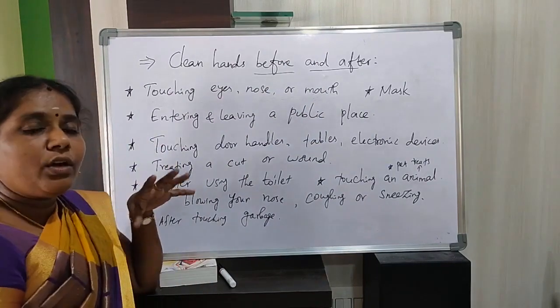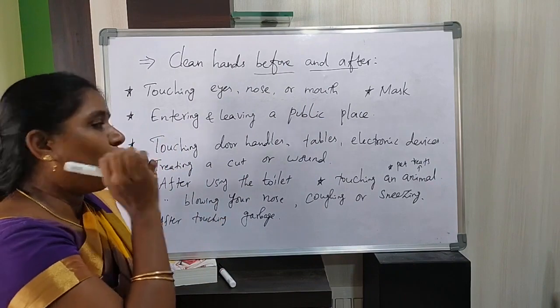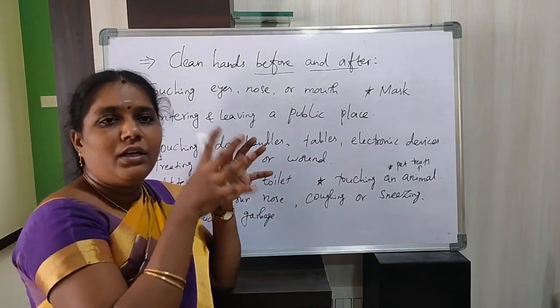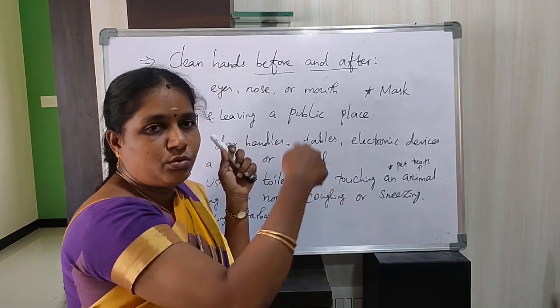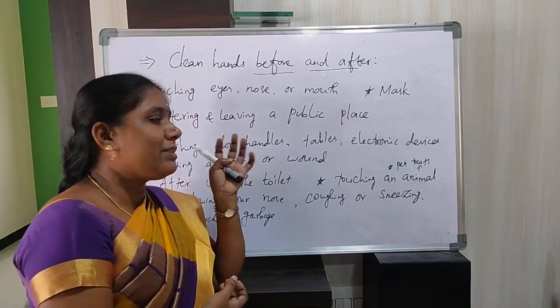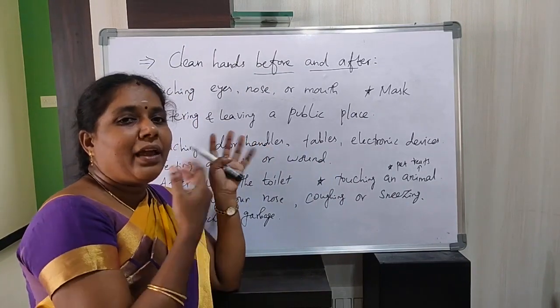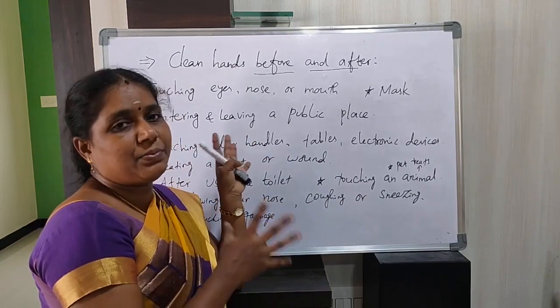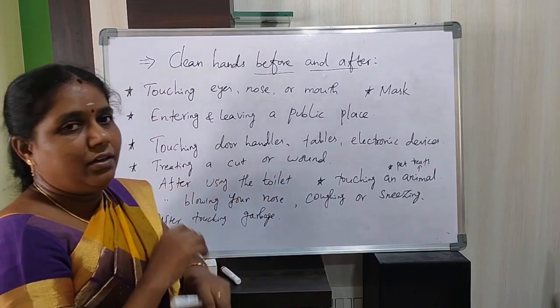And whenever you go to a public place or outside, you will touch door handles. All other people also use those handles to go in or come out. Same like this, door handles, tables, chairs, electronic devices, and windows, whenever you use these, you have to clean your hands.